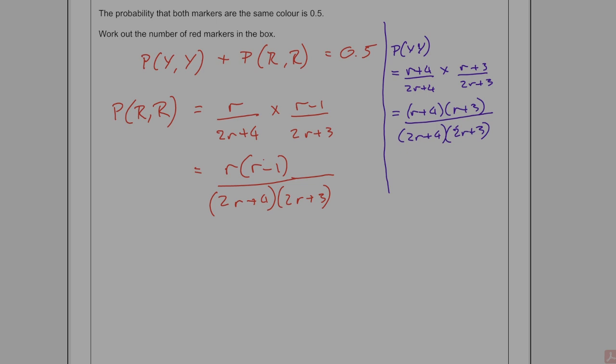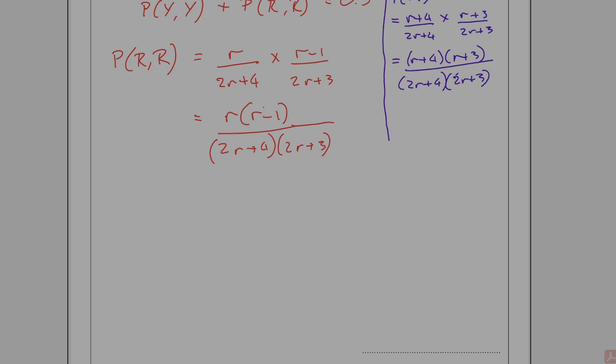So 2R plus 4 times by 2R plus 3. Right, so these add together to make 0.5. And we have the same denominator for both as well, which is slightly handy. So if we add these together, we can just add the numerators together. So we've got, in effect, R times by R minus 1 plus R plus 4 times by R plus 3, all over that denominator of 2R plus 4 times by 2R plus 3. And that's going to be equal to a half, or 0.5.